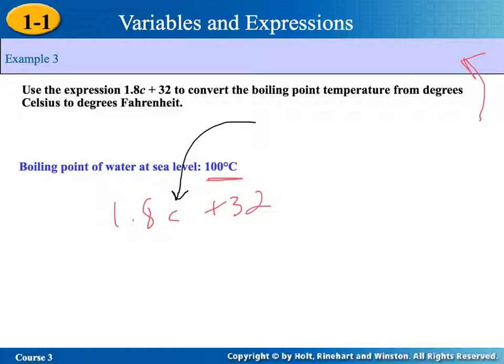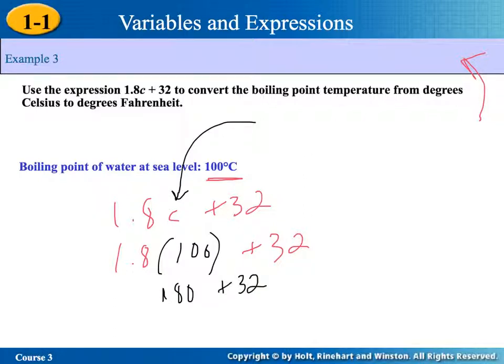So I want to figure out, if water boils at 100 degrees Celsius, what does it boil at in Fahrenheit? And I do that by substituting things in. I take 1.8, and I put in 100 because I want to see what it is in Fahrenheit. I plugged in that 100 degrees Celsius because C stands for Celsius. When I do that, I get 1.8 times 100, which is 180, plus 32. 180 plus 32 is 212.